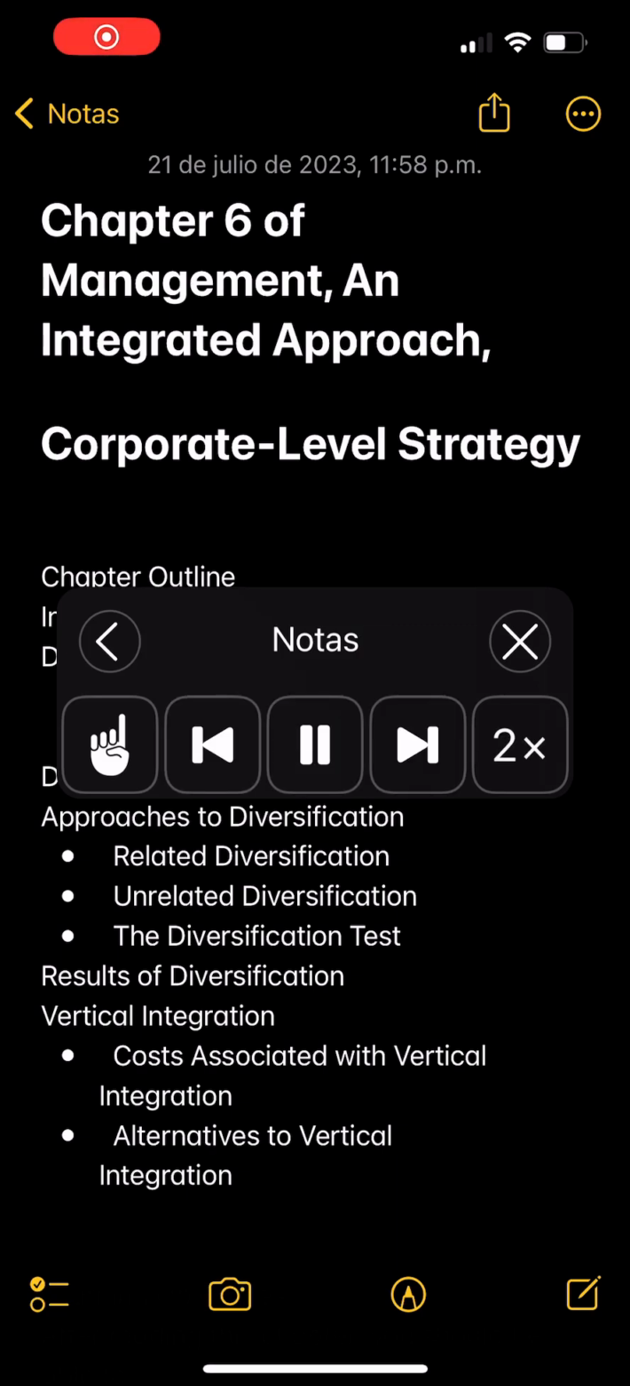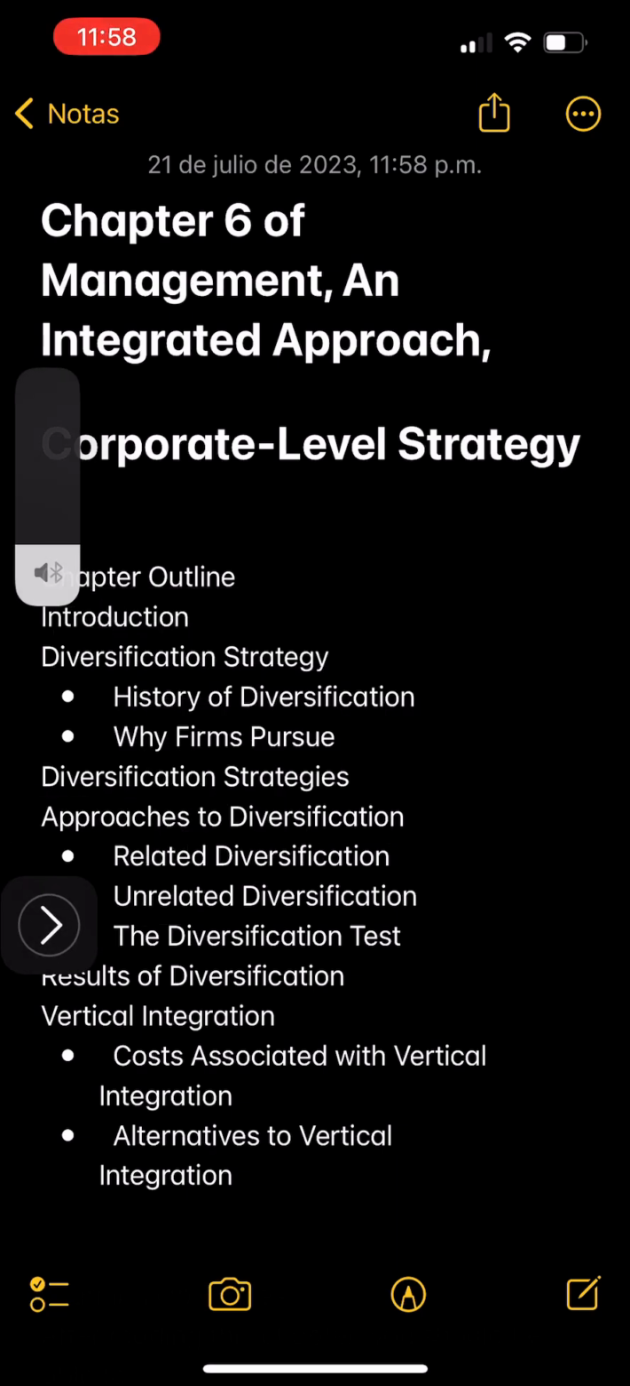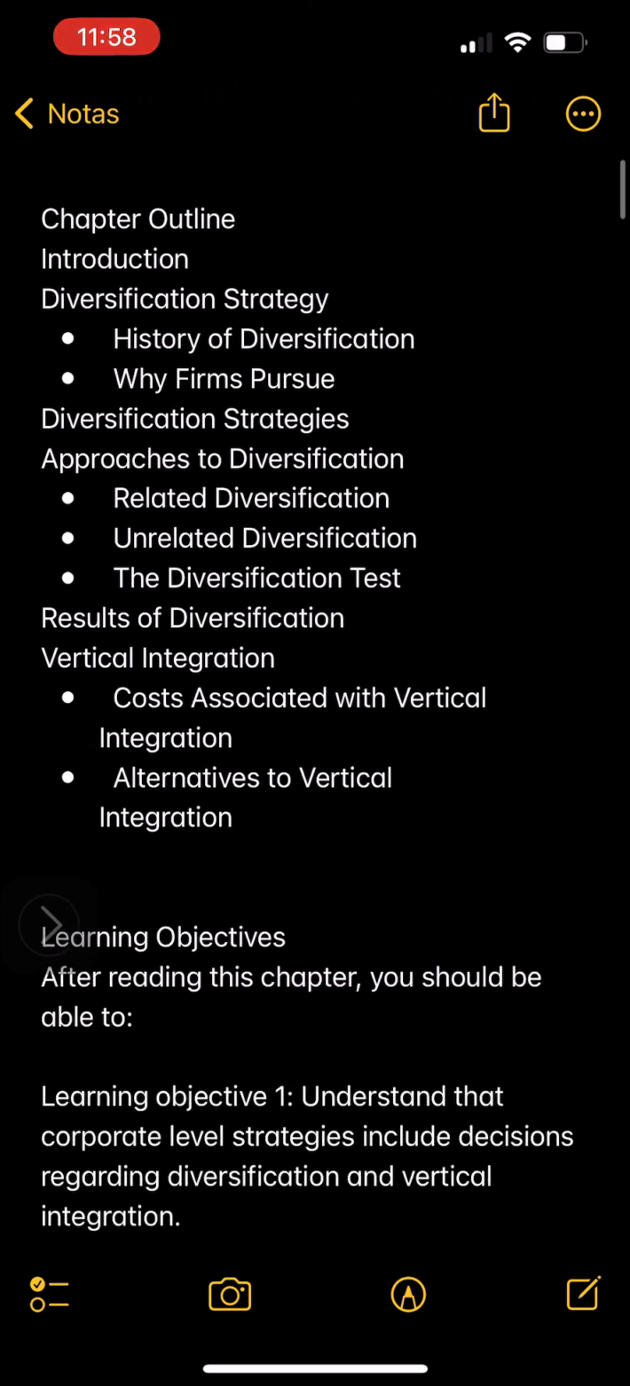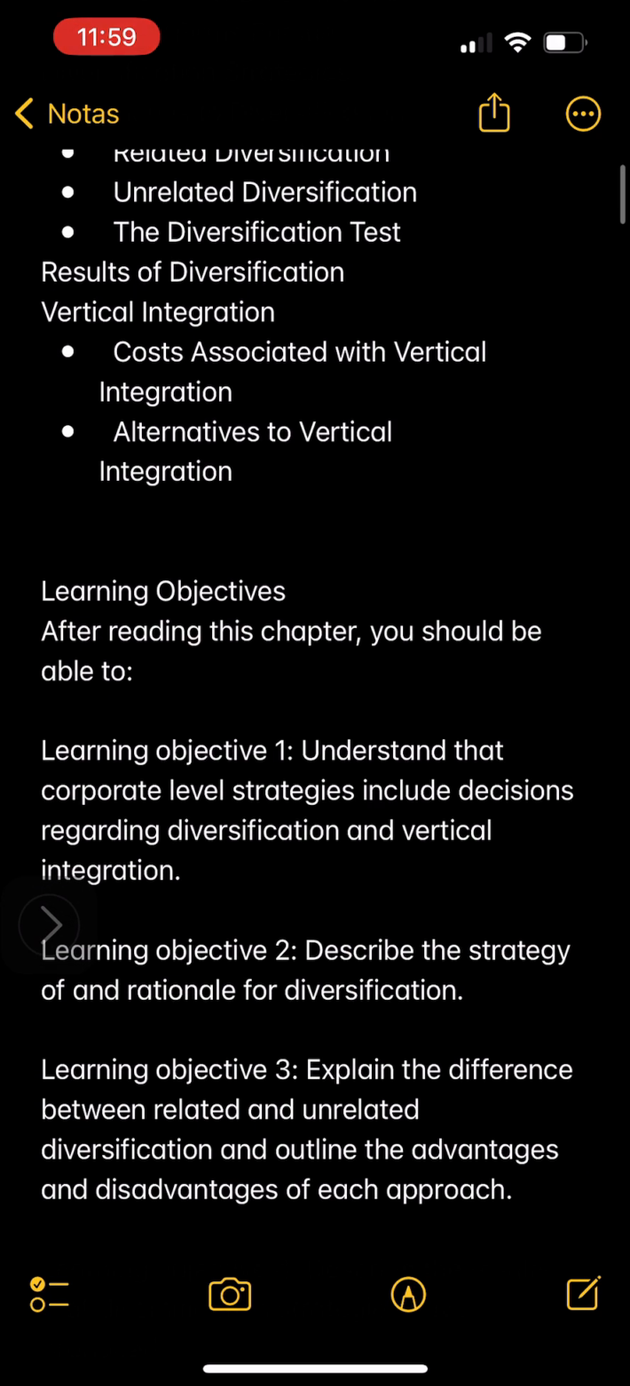Chapter 6 of Management, an Integrated Approach. Corporate Level Strategy. Chapter Outline: Introduction, Diversification Strategy, History of Diversification, Why Firms Pursue Diversification Strategies, Approaches to Diversification, Related Diversification, Unrelated Diversification, The Diversification Test, Results of Diversification, Vertical Integration, Costs associated with Vertical Integration, Alternatives to Vertical Integration.